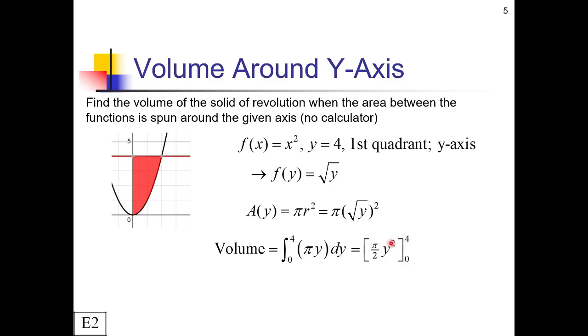So if we take out a pi over 2, and then we're just going to plug in 4 and 0 into the y squared inside of parentheses here. So we're going to have 4 squared minus 0 squared. And you could simplify it if you like. So this is going to be just 16 times pi over 2, which comes out to 8 pi.